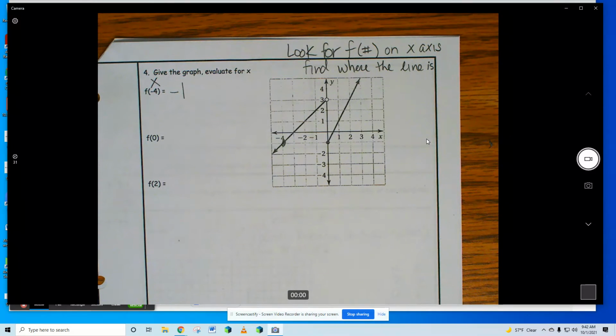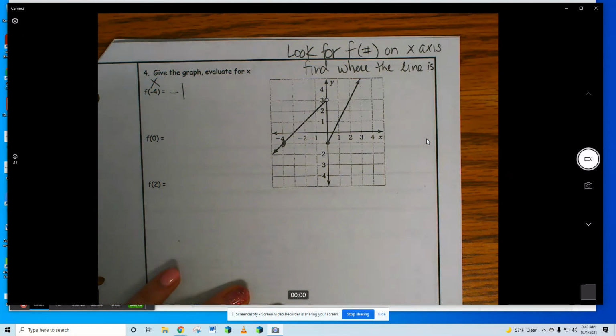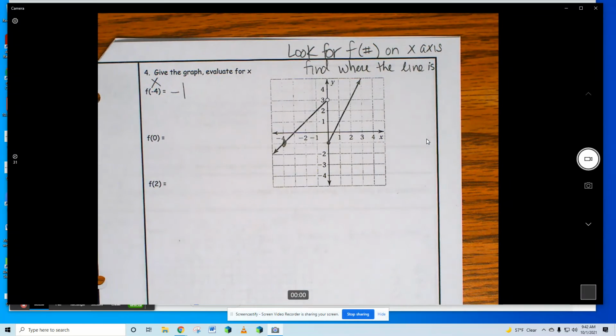So you're literally just looking at the graph. Where is there a line? You guys, I could have a parabola here. I could have any sort of shape. I just happen to have 2 straight lines.